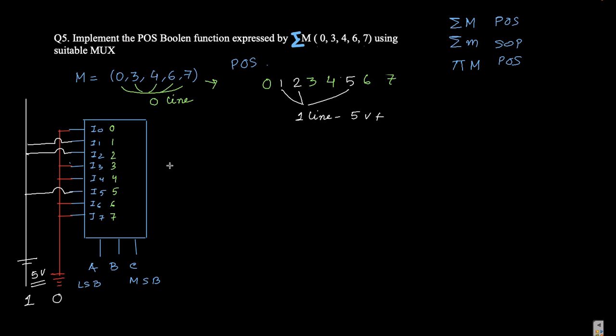Now if you want to implement this, if it is specified that you have to implement this through a 4:1 MUX, then how should you implement? That is a big question. So to solve it, we should first draw the implementation table.